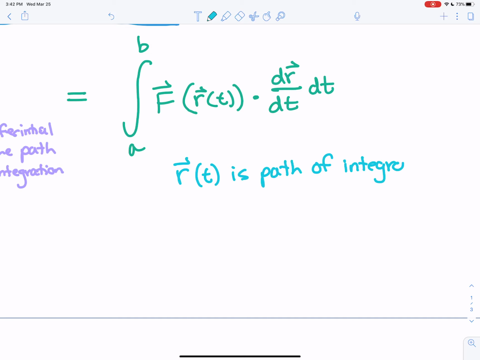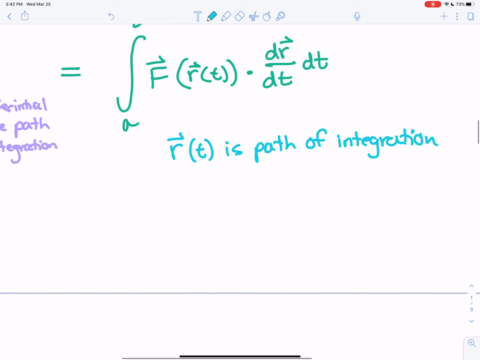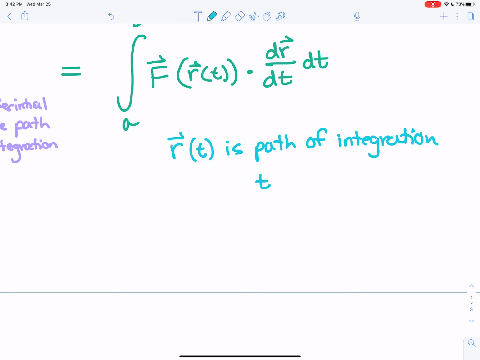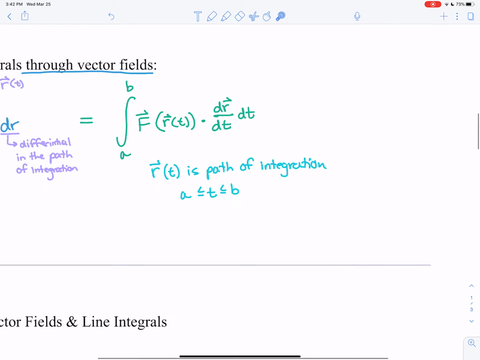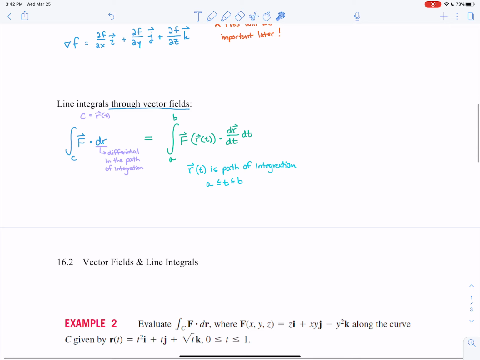Path of integration, and you have to bound t, your parameter, between a and b, and those become the bounds of your integral. So let's actually try applying this to an example. So let's start with example 2.